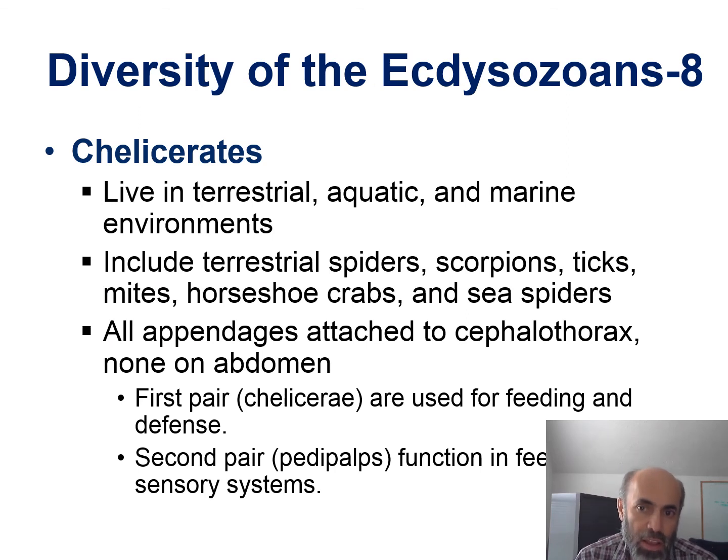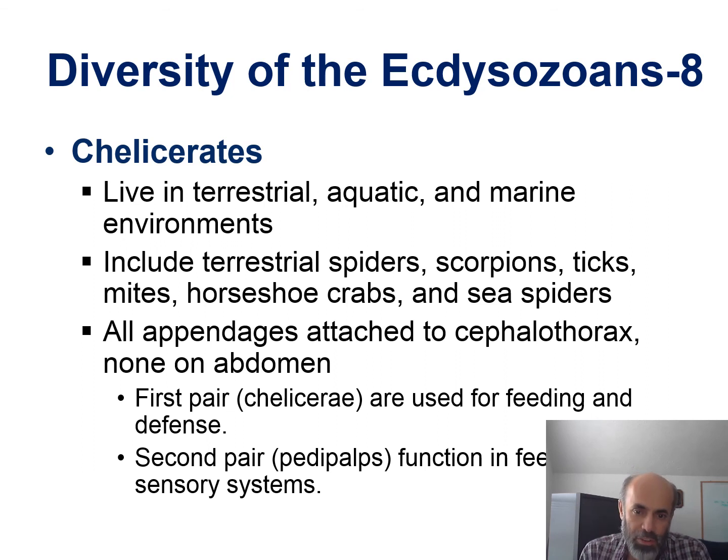Chelicerates are ecdysozoans that live in many diverse types of environments. These include spiders, scorpions, ticks, mites, crabs, and sea spiders. Their appendages are attached to the cephalothorax, which is a fused form, and none of those are found in the abdomen. So it's one structure which results from the fusion of the thorax and the head part. That's collectively called the cephalothorax.